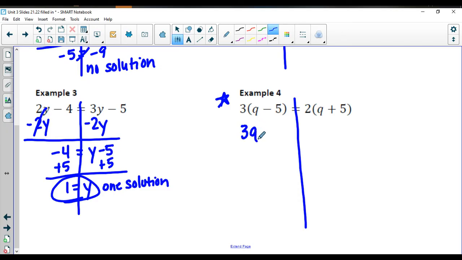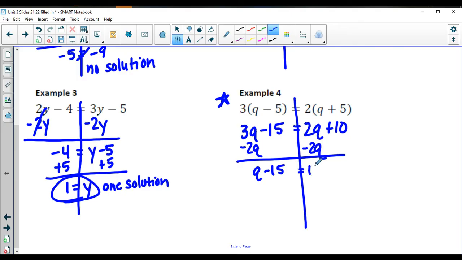So distributing, I get 3q minus 15, and I get 2q plus 10. So I'm going to subtract the 2q. That gives me q minus 15 is equal to 10. So I'm going to add 15 on both sides, and that'll give me q equals 25. So this is, in fact, a one solution situation.